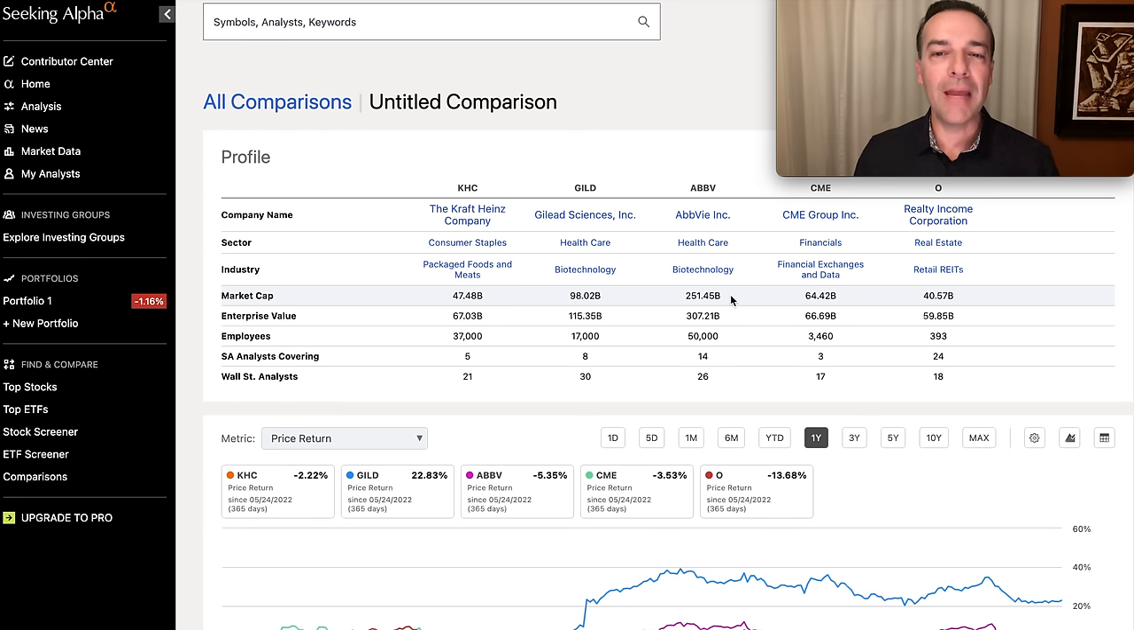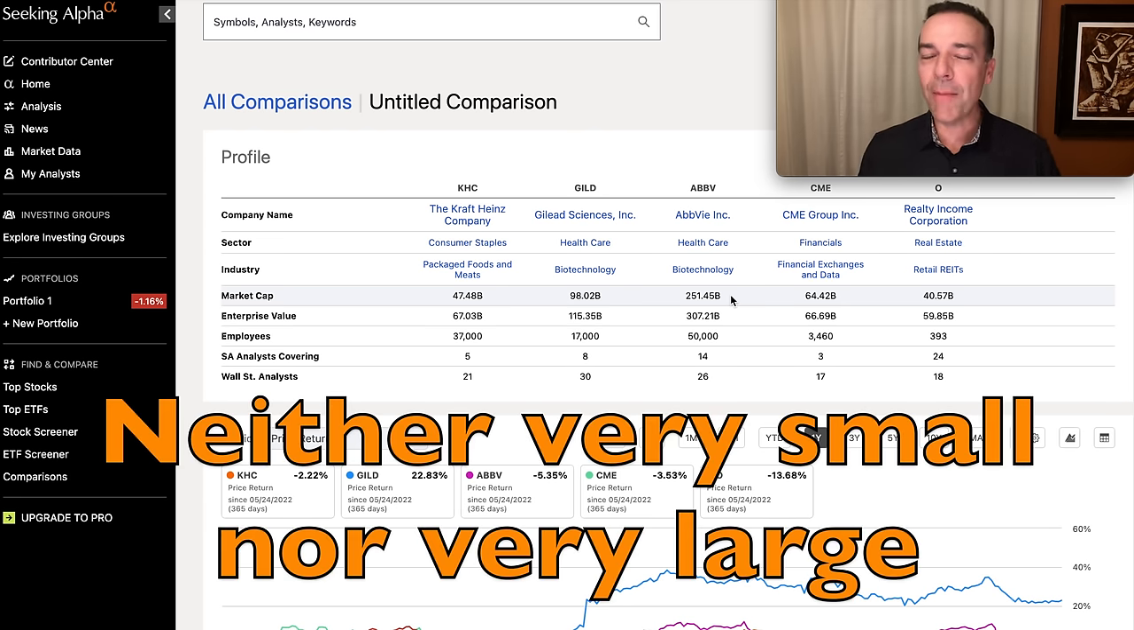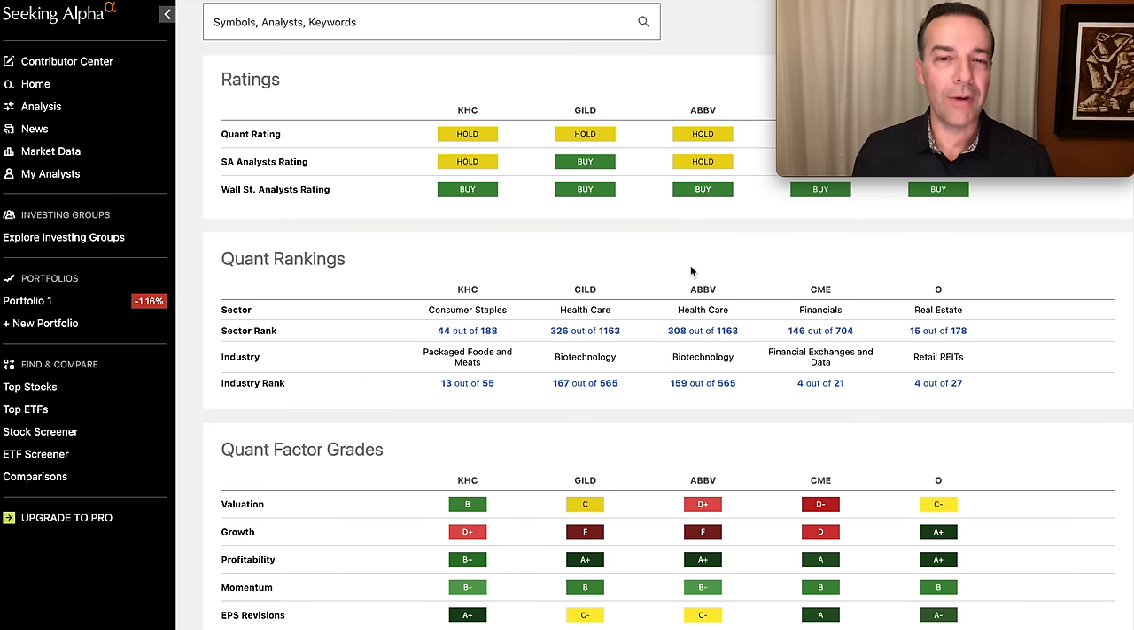Only one of them, ABBV, has a market cap in excess of $100 billion. So it's interesting, the companies we're doing this in are obviously not very small companies, but they're also not excessively large companies. Next, let's look at some quant ratings on Seeking Alpha.